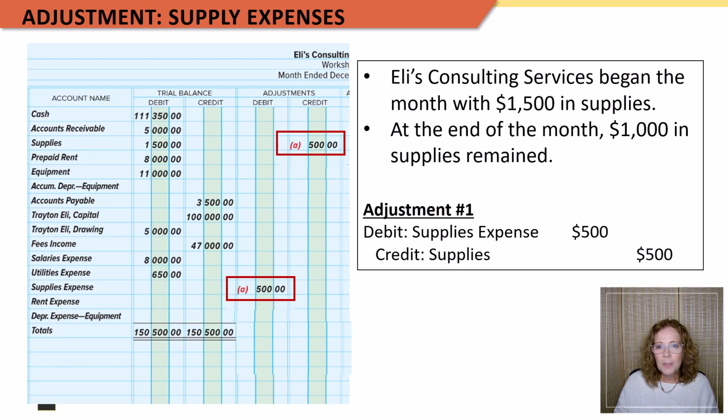We're now ready to start with the adjustments in the adjustment column of the worksheet. Eli's Consulting began the month with $1,500 in supplies. How do we know that? We can look at the trial balance column and we can see the supplies account listed with a $1,500 amount in the debit column of the trial balance.